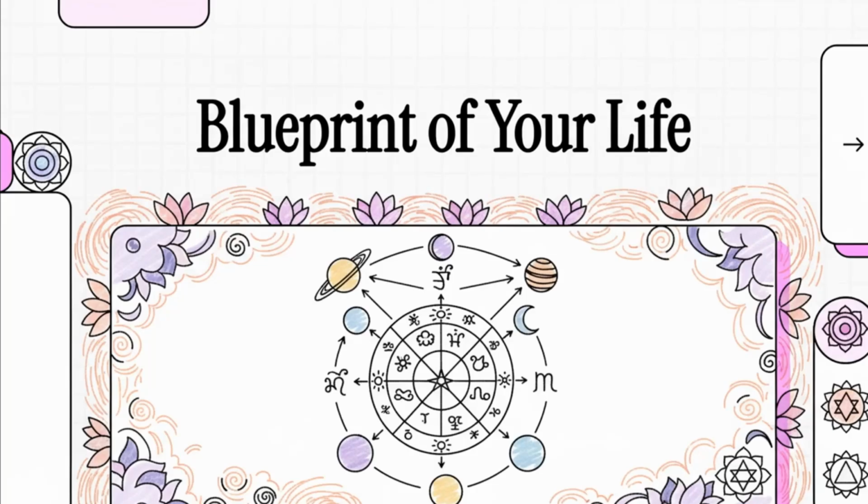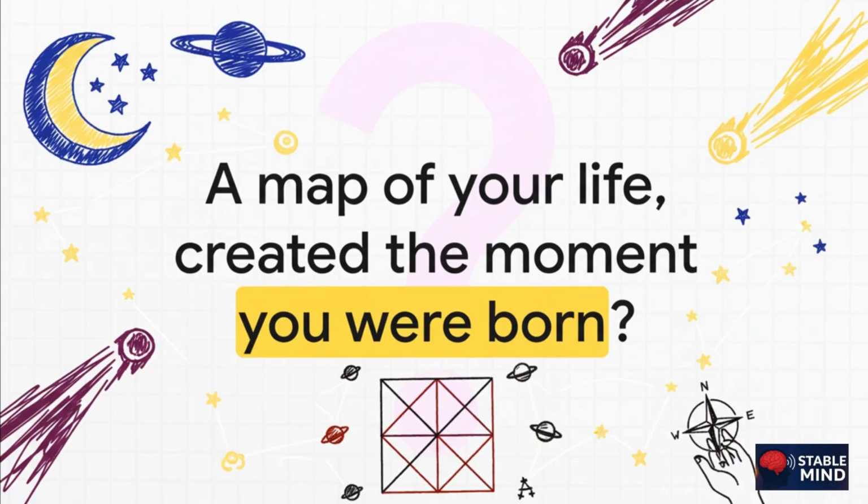Today, we're diving into something pretty fascinating, an ancient system that's basically a blueprint for your entire life. We're talking about South Indian Vedic astrology. So let me ask you something. What if you had a map of your life's potential, drawn up the exact second you were born? And look, we're not talking about simple fortune-telling here. This is about understanding the very energies you came into this world with. That's really the heart of a Vedic horoscope.